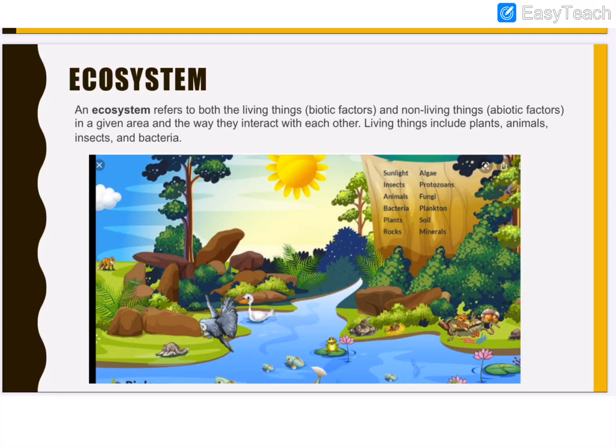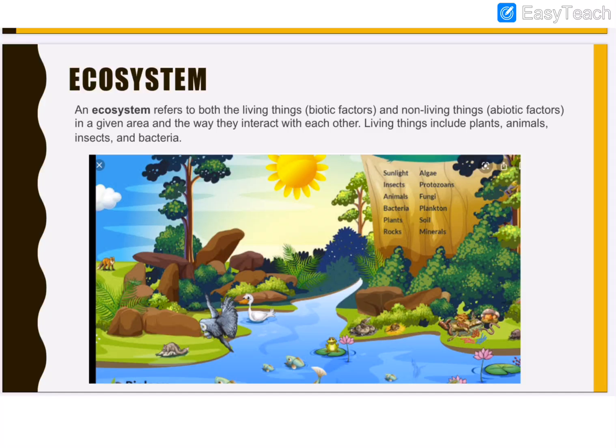This picture is an example of an ecosystem. It is a water ecosystem, meaning an aquatic ecosystem. So what all can you see in this image? You can see sunlight, insects, animals, and bacteria. You can see plants, rocks, algae, and protozoans in the water. Fungi, plankton, soil, minerals. So these all are the components of this ecosystem.